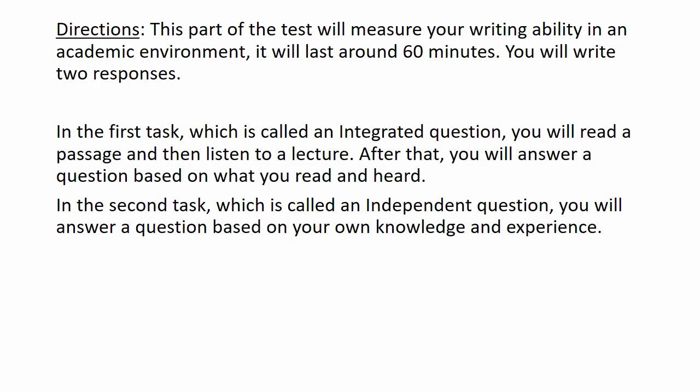This part of the test will measure your writing ability in an academic environment. It will last around 60 minutes. You will write two responses. In the first task, which is called an integrated question, you will read a passage and then listen to a lecture. After that, you will answer a question based on what you read and heard. In the second task, which is called an independent question, you will answer a question based on your own knowledge and experience.